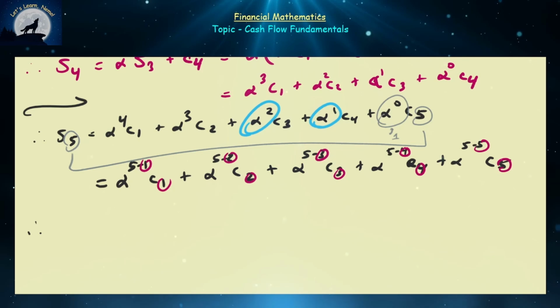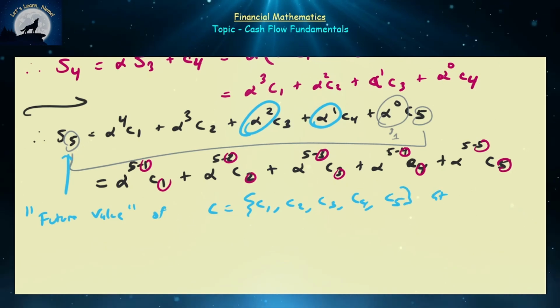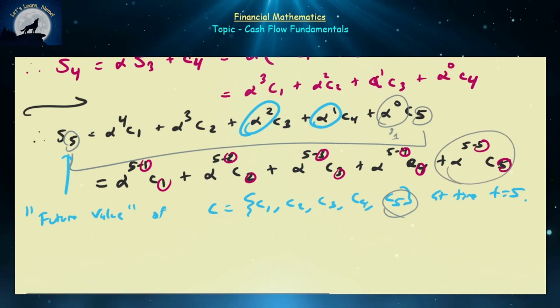So I can write this, and this S5 actually has a more formal name. This is called the future value of these transactions C1, C2, C3, C4, C5 at time t equal to 5. Now I know you might be thinking, well, C5, what is the future value of C5 at time t equal to 5? It is technically the present value if that is the time that you're actually interested in. But technically speaking, that's why we multiply it by 1.